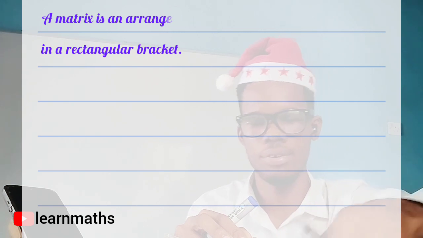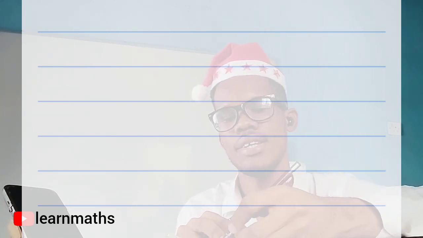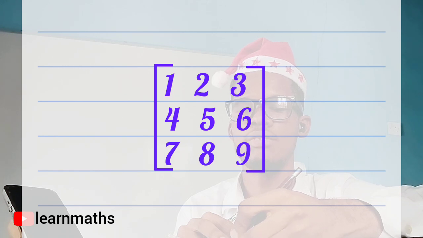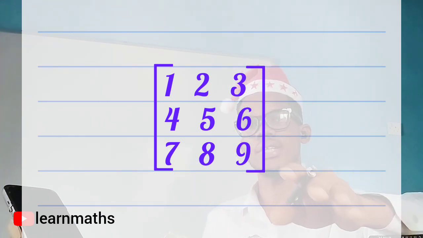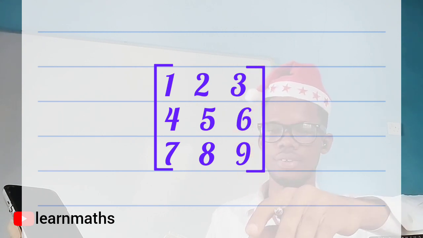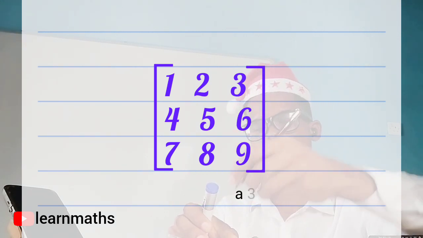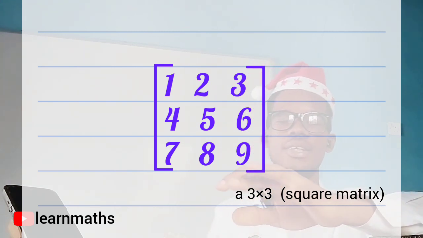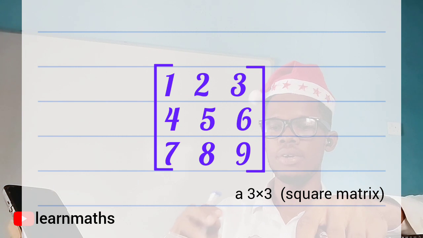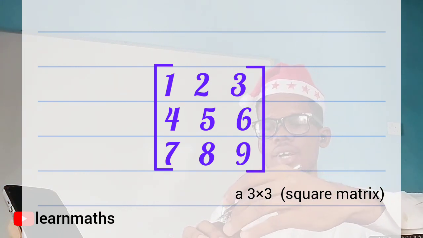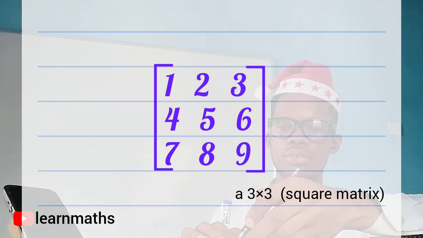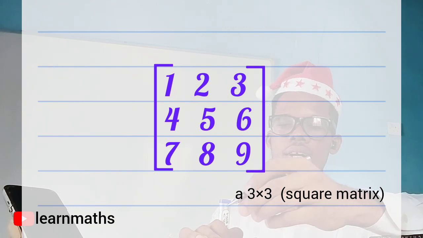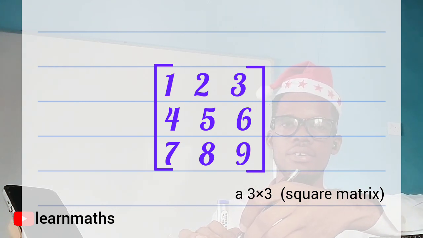Now let's look at some examples of matrix. The first example we have here is 1, 2, 3, 4, 5, 6, 7, 8, 9. You can see how the numbers are arranged in the bracket on the screen. This example is a square matrix. Why? Because it has an equal number of rows and columns. Look at the first row, made up of 1, 2, 3. The second row is made up of 4, 5, 6, and the third row is made up of 7, 8, 9.